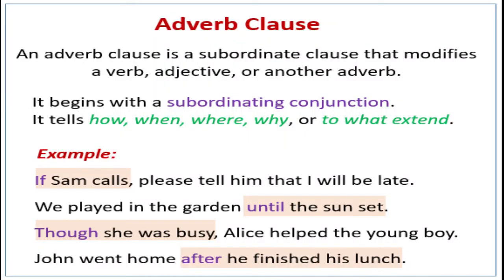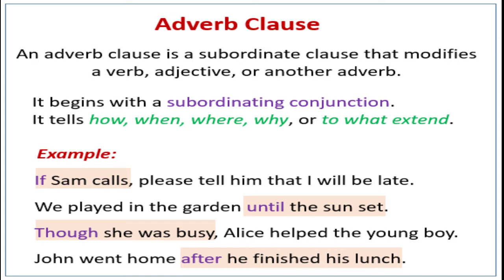So I already said an adverbial clause or adverb clause is a subordinate clause. Subordinate clause is dependent clause. It cannot stand on its own. It needs some support. Later we'll see some examples. An adverb clause always depends on an independent clause. It modifies a verb, adjective or another adverb. It begins with subordinate conjunctions and it tells how, when, where, why or to what extent an action takes place.